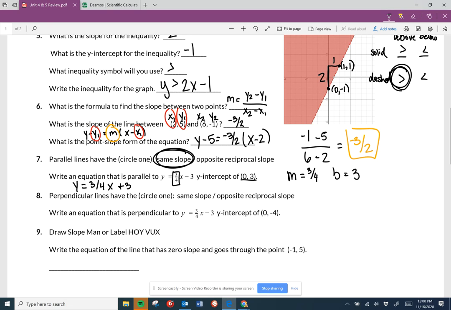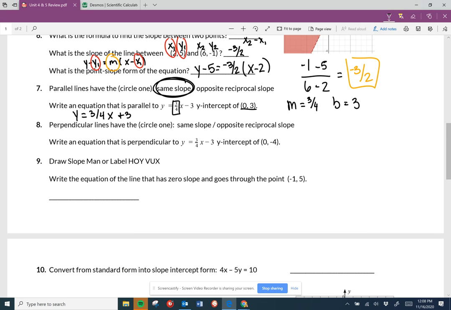Okay, now let's look at the next one. It says perpendicular lines have which of the following? Same slopes or opposite reciprocal? They are going to have opposite reciprocals. Okay, so opposite means we flip our sign. Reciprocal means we flip our fraction.